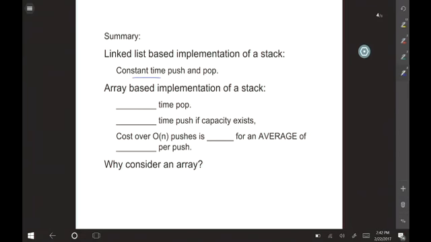Now, let's summarize what we know about using arrays to implement stacks. Well, we get constant time pop always, and if we're more clever about resizing, then it's constant time pop on average, okay? But for now, we weren't careful with the amount of memory that we use here. So we'll just say it's constant time pop. And there's constant time push if the capacity exists. And the cost over n pushes, where sometimes we have to wait, is only linear time. And the average of that is constant time.